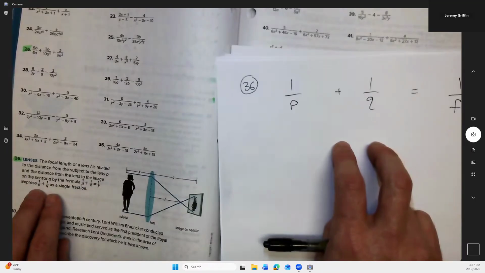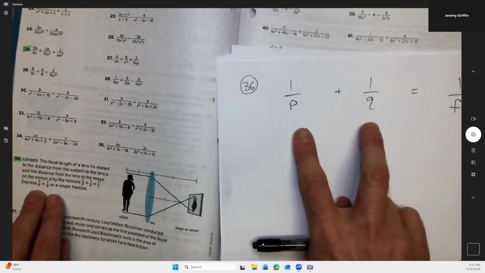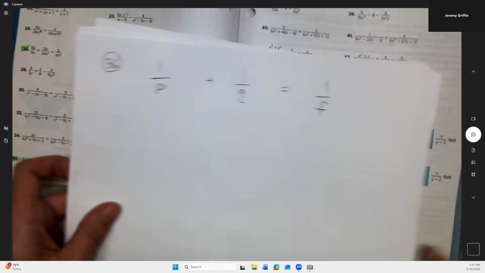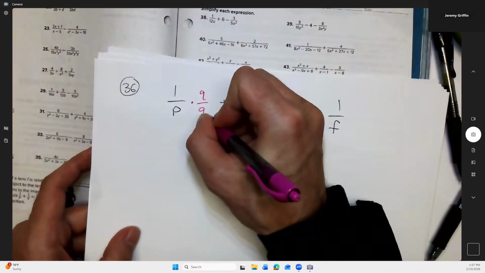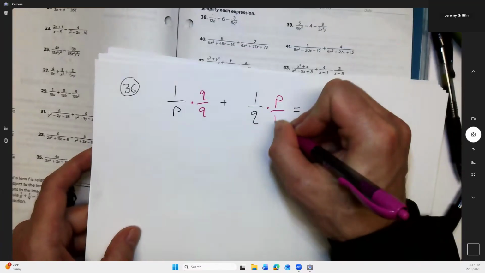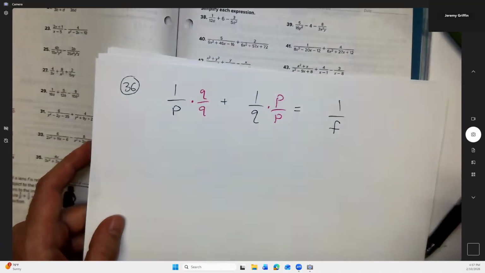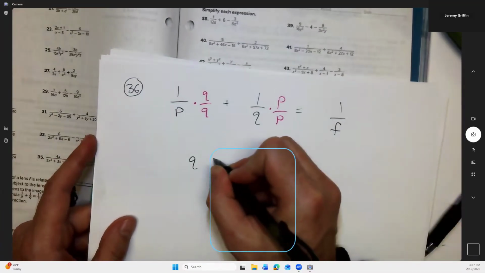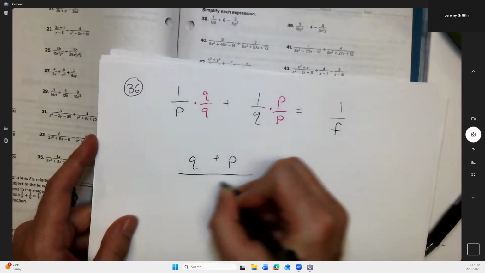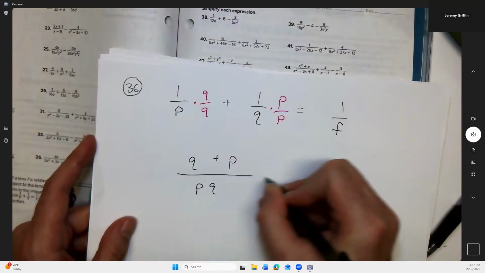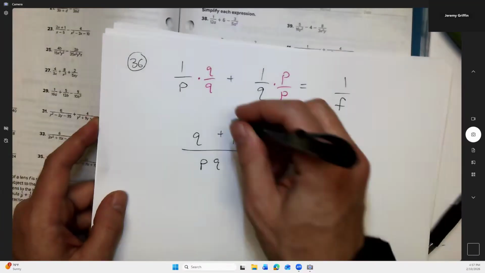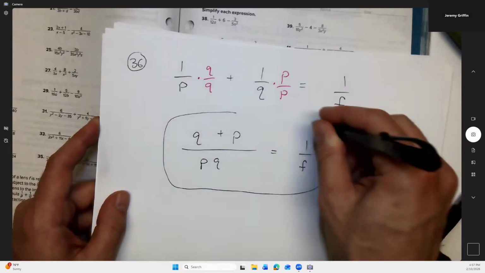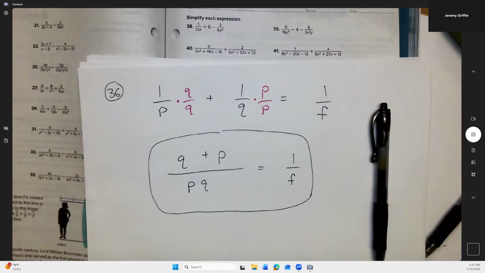Express 1 over p plus 1 over q as a single fraction. Yeah, we do that. So multiply this by q over q, and multiply this by p over p. That will give you q plus p over pq, which could equal 1 over f. I think that'll work. That's a wrap on 9.2.